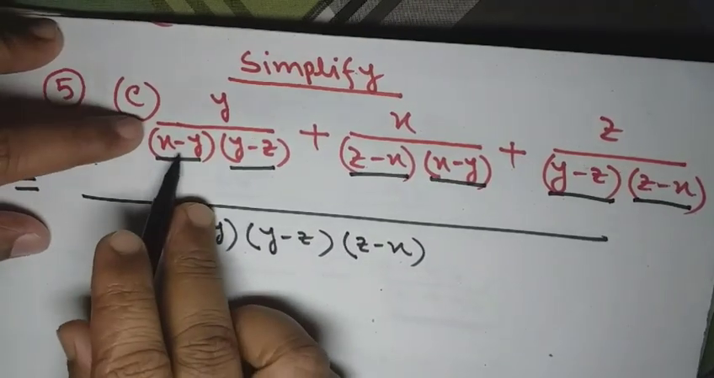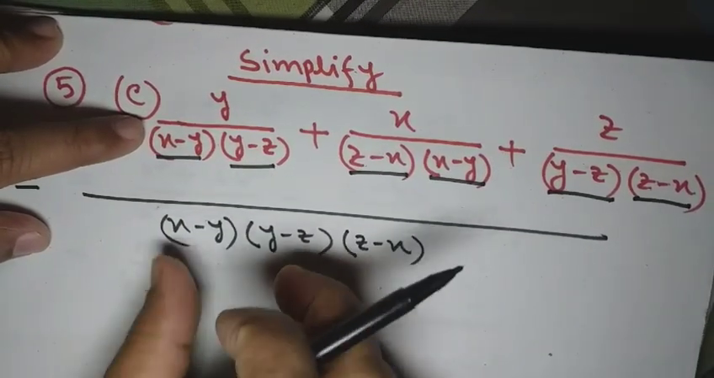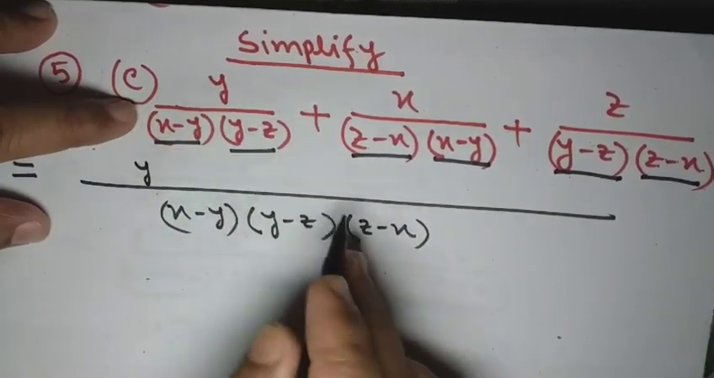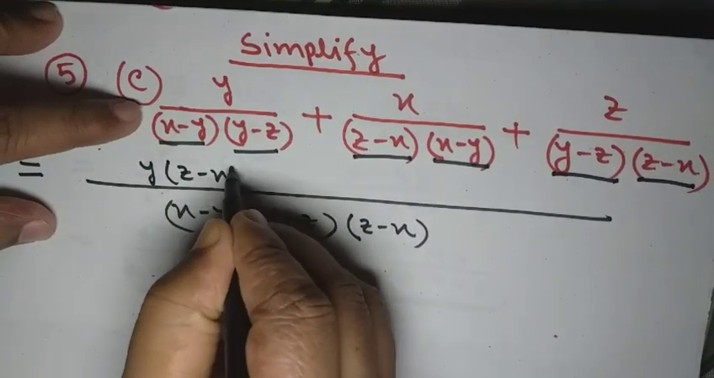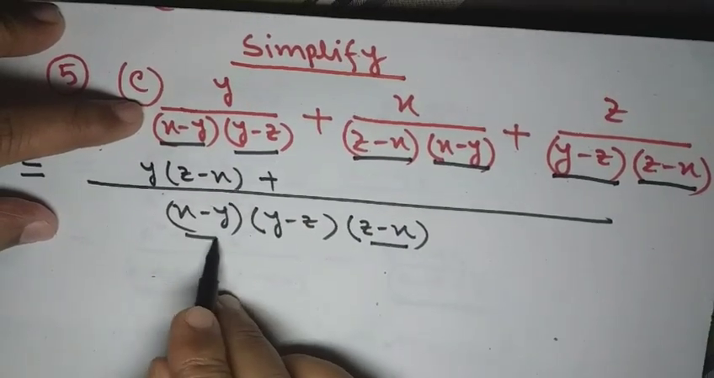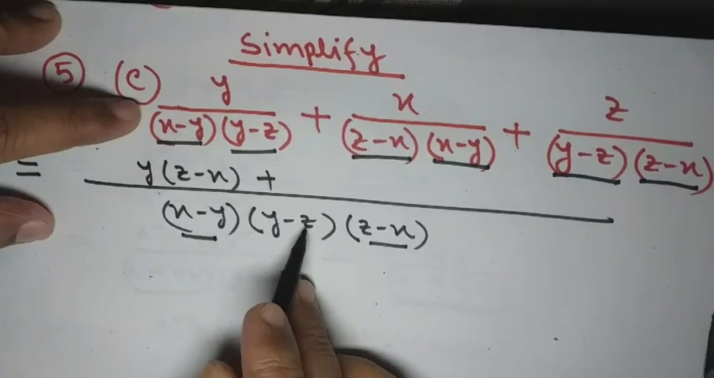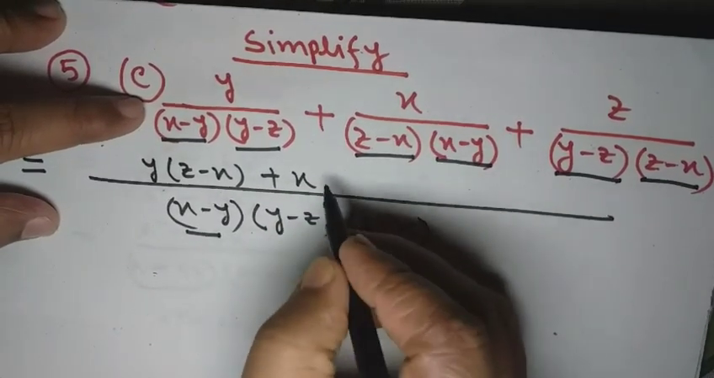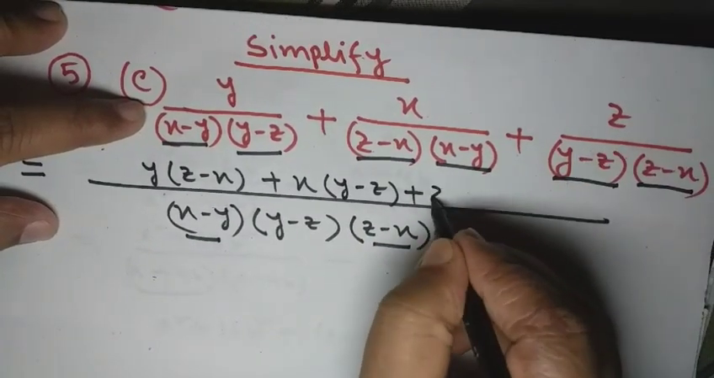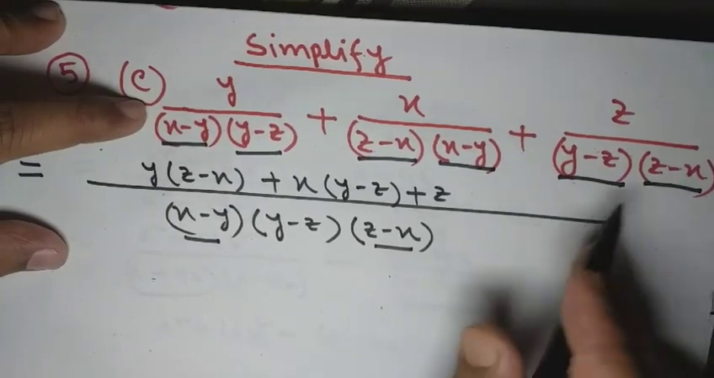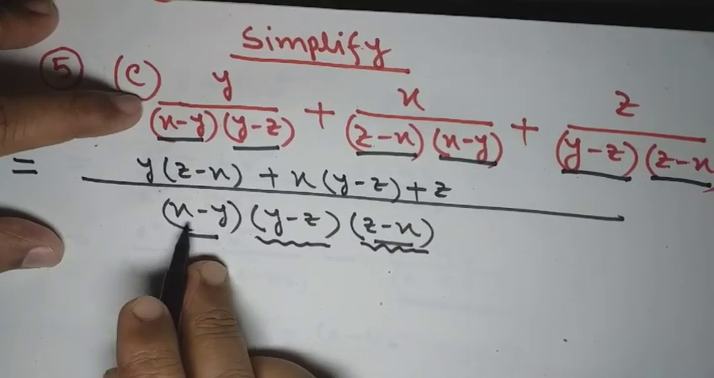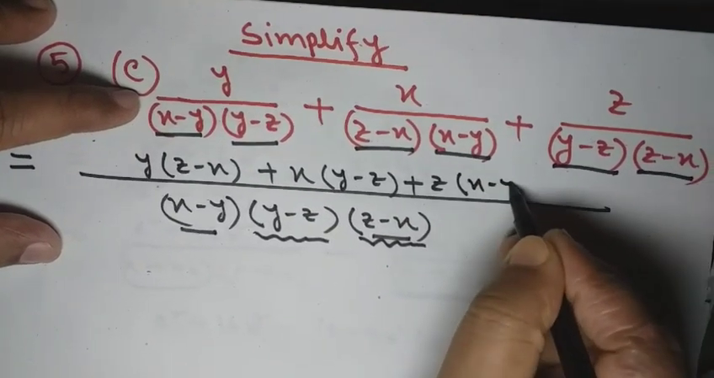Now x minus y and y minus z is common here, so z minus x is remaining, so we will write y and z minus x, plus z minus x and x minus y, z minus x and x minus y. So y minus z is remaining, so we will write x into y minus z. Now plus sign, this z will be here. Now y minus z and z minus x, x minus y is remaining here, x minus y.